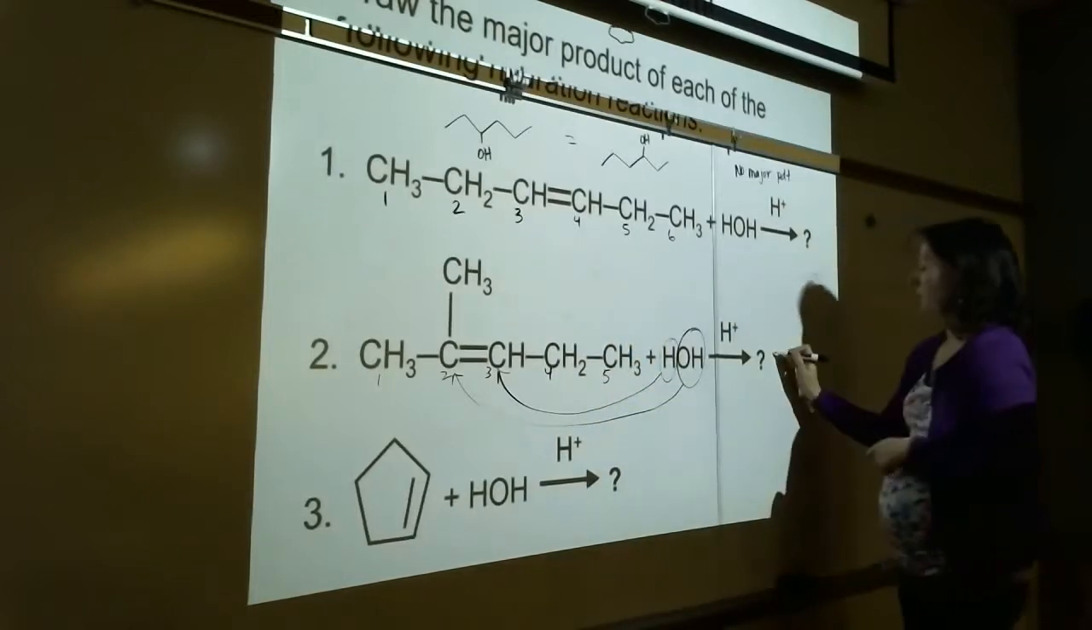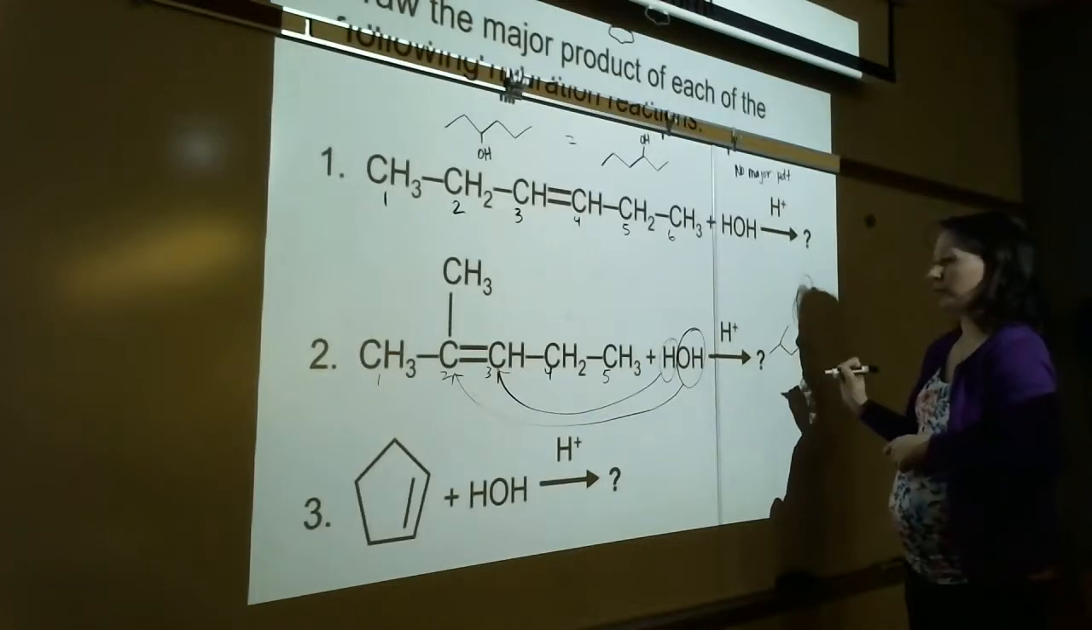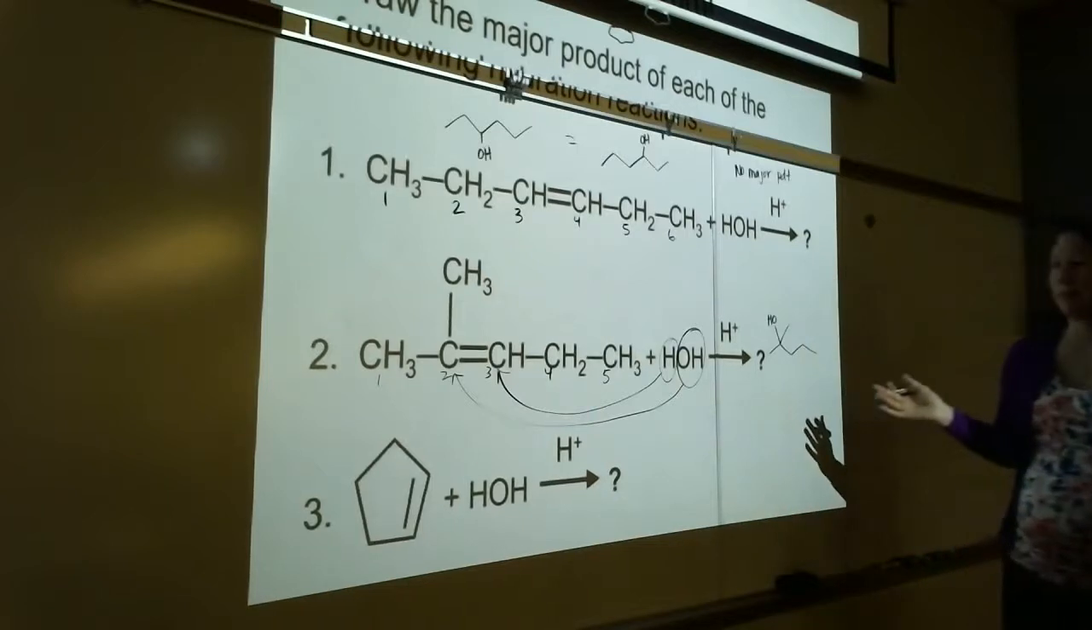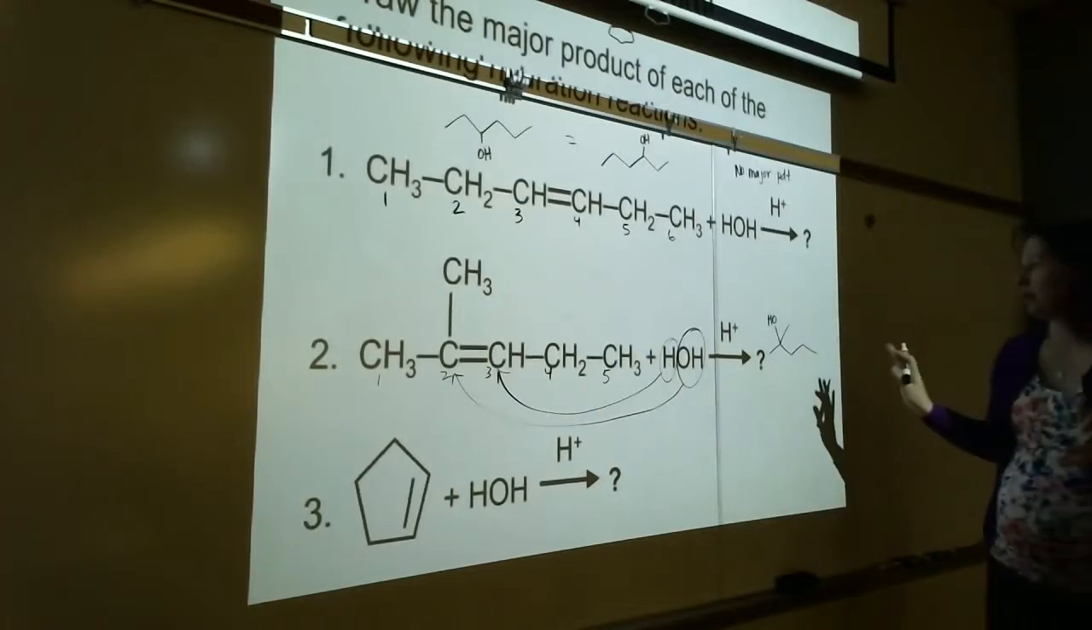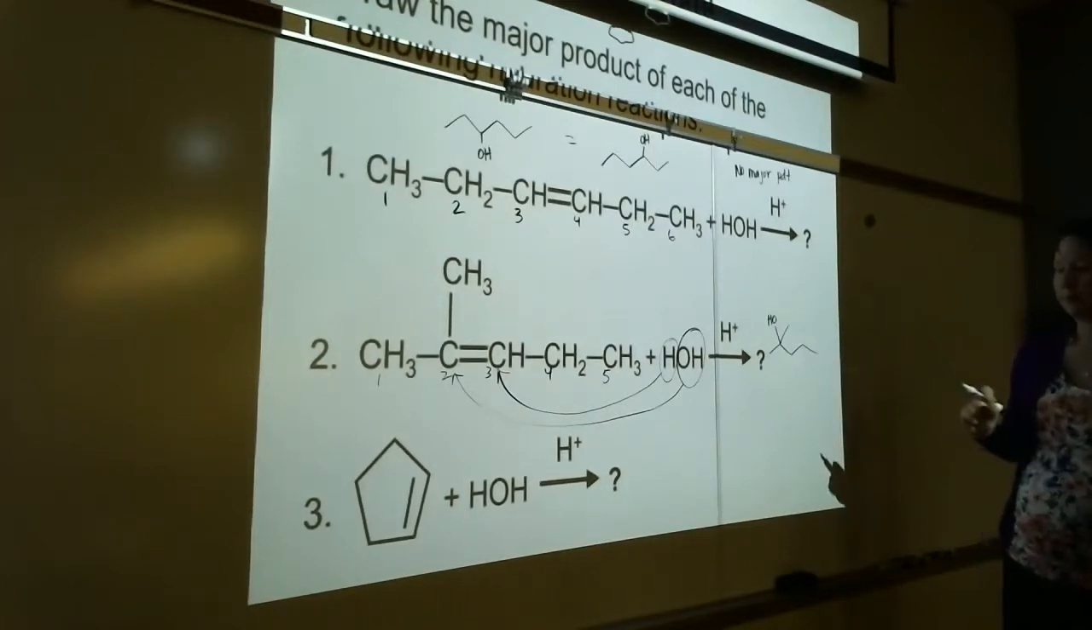1, 2, 3, 4, 5. We've got a methyl group on carbon 2, and we've got an OH on carbon 2. We don't know how to name this yet. It's not hard to name, but we haven't talked about nomenclature yet. This one is a major product. So I'd only be interested in the major product, not the minor product.